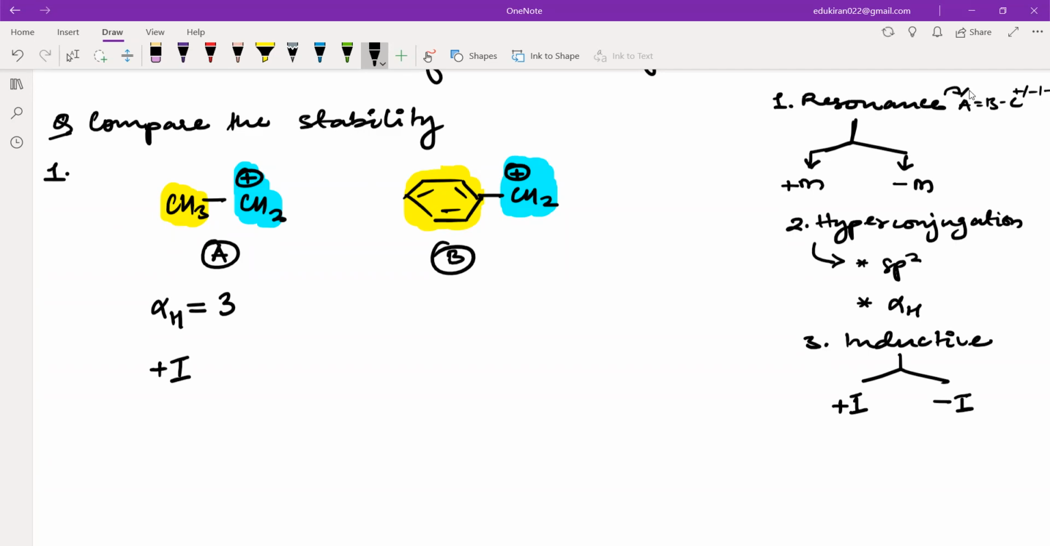Okay, now look at the B structure and tell me, is there resonance in B? Is there resonance which involves the positive charge? It should involve the positive charge, otherwise it has no use. Is there any resonance? No. There is no resonance. No, sir.